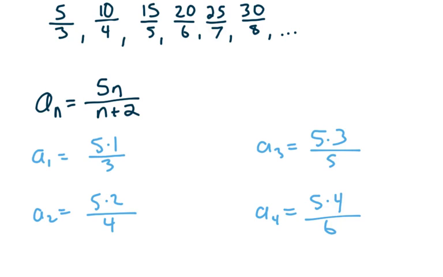It turns out that the numerator and denominator are both arithmetic sequences. The sequence a sub n as a whole is not arithmetic at all. But the numerators of our sequence are an arithmetic sequence, and the denominators are a different arithmetic sequence. So that's interesting.